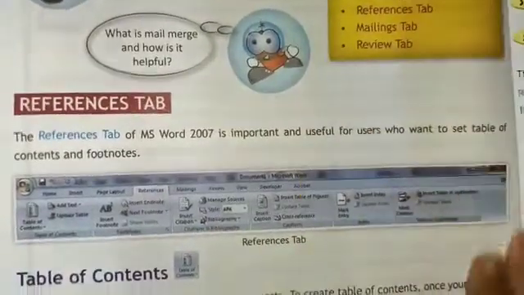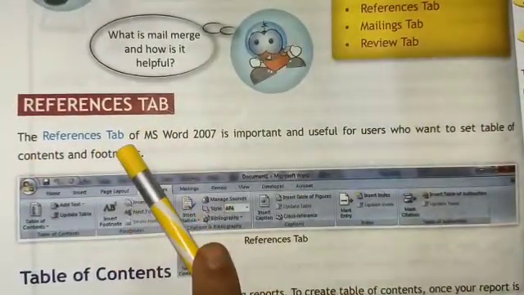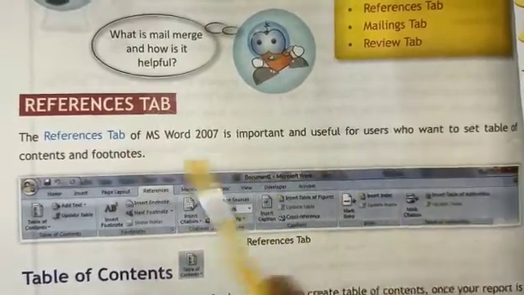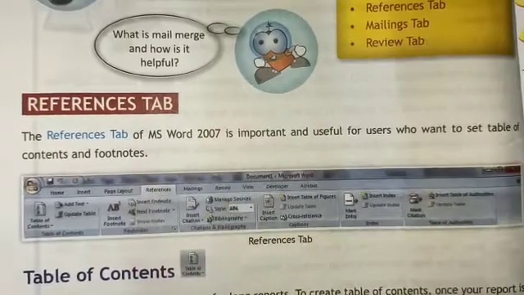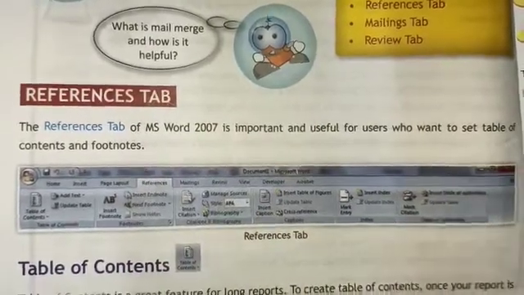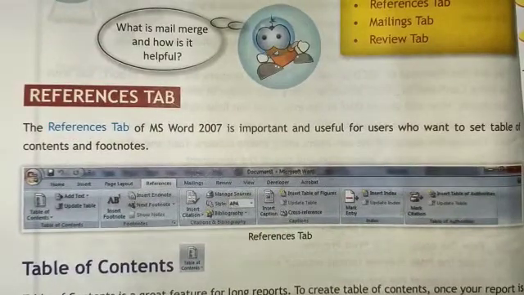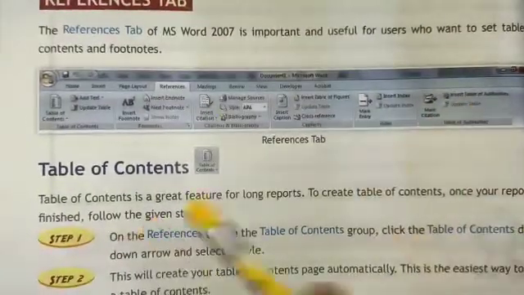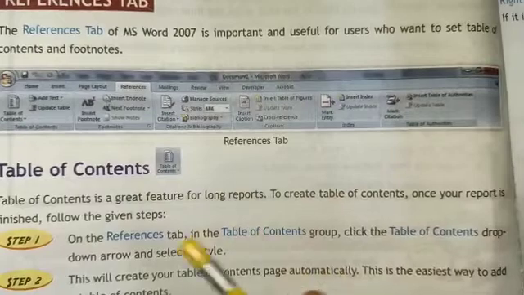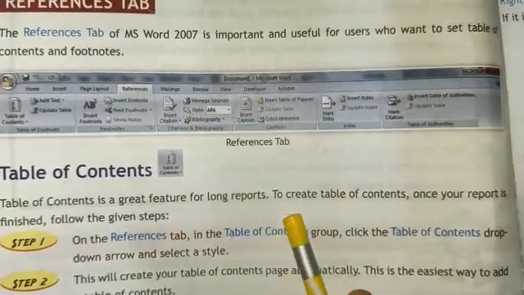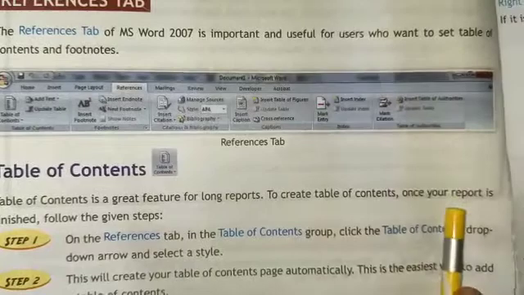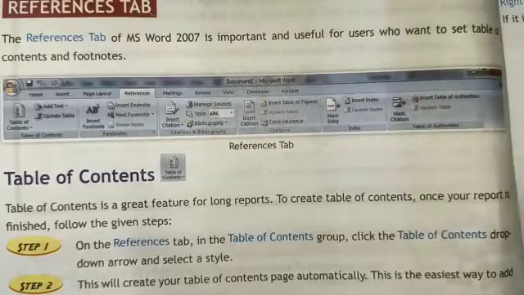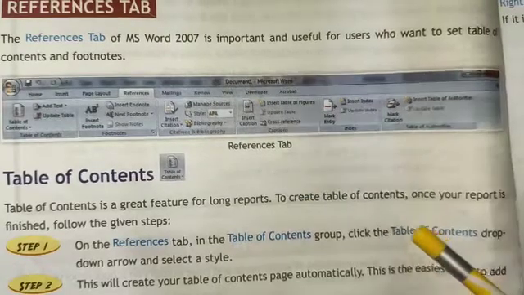So, let us start. References tab. The References tab of MS Word 2007 is important and useful for users who want to set a table of contents and footnotes. Table of contents. Table of contents is a great feature for long reports. To create a table of contents, once your report is finished, follow the given steps.